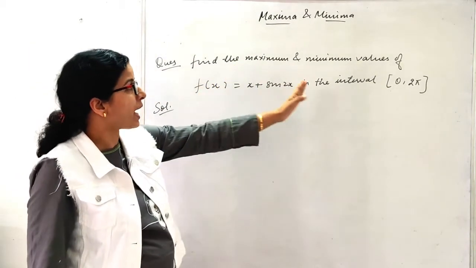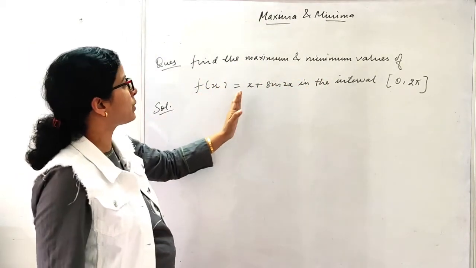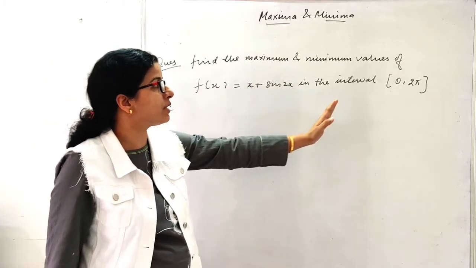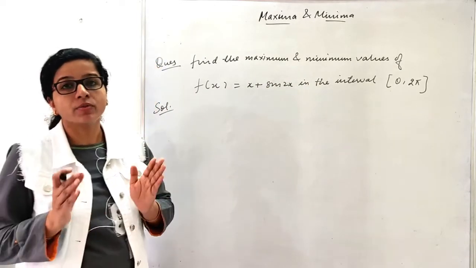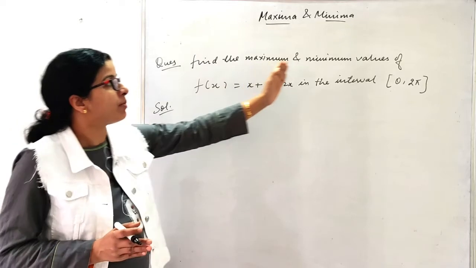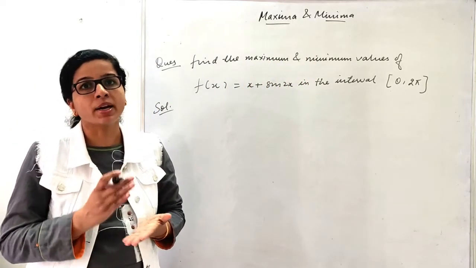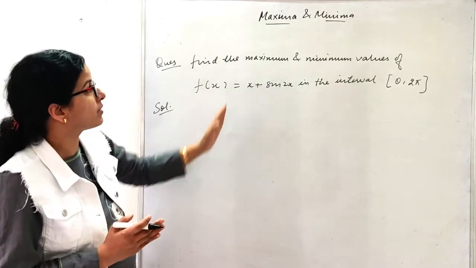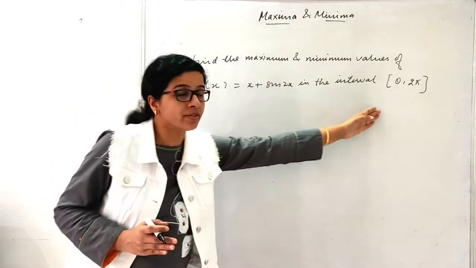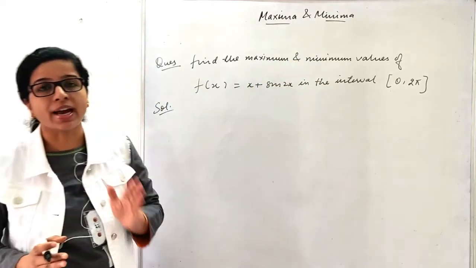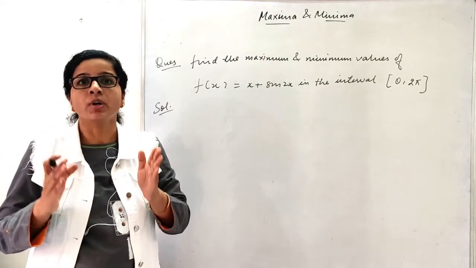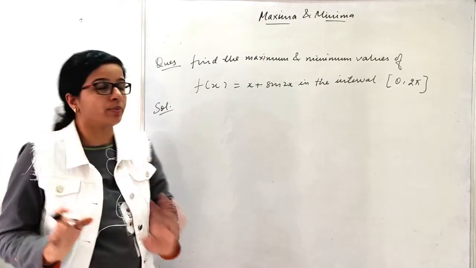So let us check out this question. Find the maximum and minimum values of f(x) equal to x plus sin 2x in the interval [0, 2pi]. Now listen, viewers, here they have given maximum and minimum value. In the previous question it was given local maxima and local minimum value. So whenever maximum and minimum values are asked and an interval is given to you, we'll always calculate the absolute maximum or absolute minimum value, right?